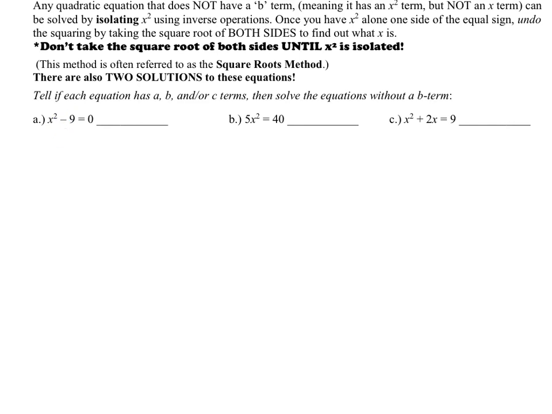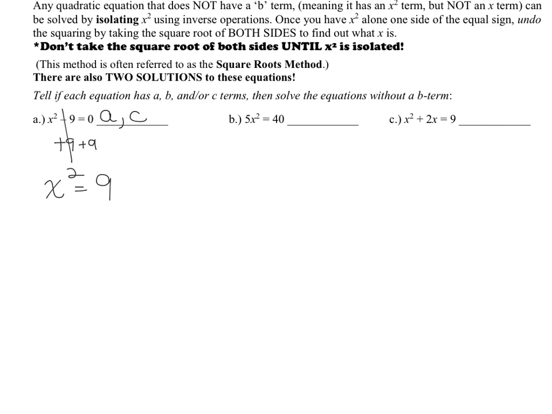So because I only have an A and a C, because I have no B term, no x in the problem, I can solve this quadratic equation by isolating the variable, which you should already know how to do. You're going to add 9 to both sides. The 9s cancel out, and you're left with x squared equals 9.